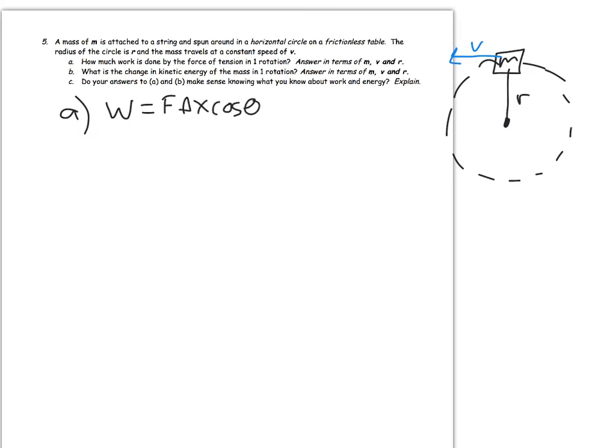This might be a little bit confusing to think about because the force of tension, which is going inwards, providing that centripetal acceleration, is always changing, as is the direction of my displacement. However, what ends up happening is the angle between my displacement, which is the direction of my velocity, and my force, no matter where I am, is always going to be 90 degrees. And so that means that the work done, no matter what, will always be 0 because my angle is 90 degrees.